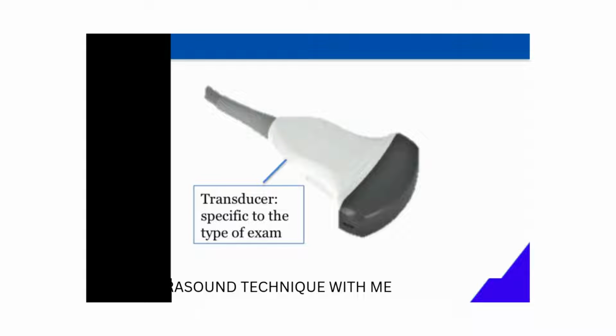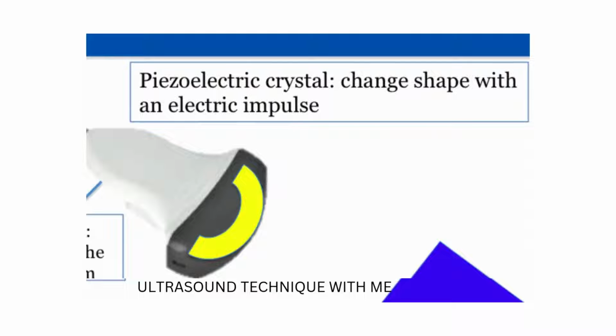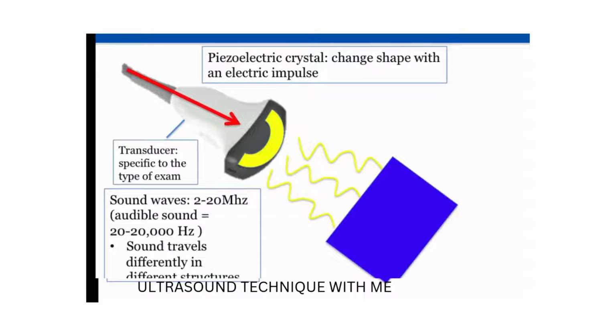Now, inside this transducer, there is a special structure made up of piezoelectric crystals. And what these crystals do is that they change shape with an electrical impulse. So if we give an electrical impulse, they'll start to vibrate, get bigger, smaller, and this generates sound waves. Now these sound waves go from 2 to 20 megahertz in frequency. For comparison, audible sound is 20 to 20,000 hertz, so we don't hear these sound waves.